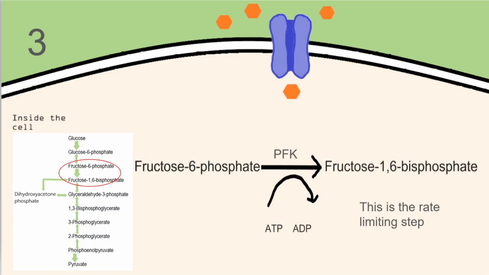Now, reaction 3 is the phosphorylation of fructose 6-phosphate by the enzyme PFK1, which is phosphofructokinase. Now, magnesium ions are also necessary for this reaction, and this is very important because this is the rate-limiting step of glycolysis, so make sure you know that.